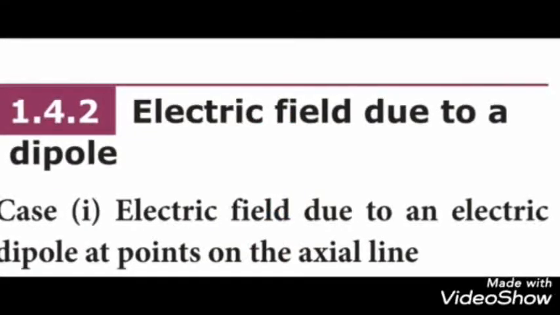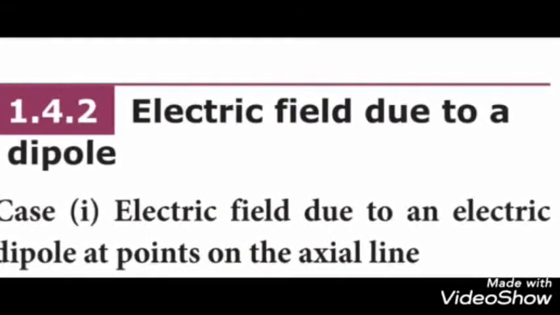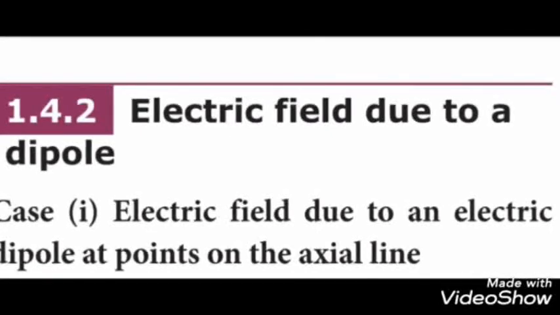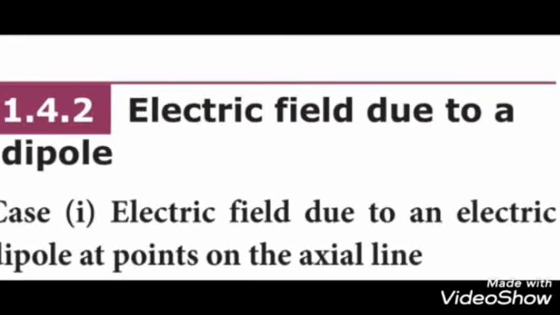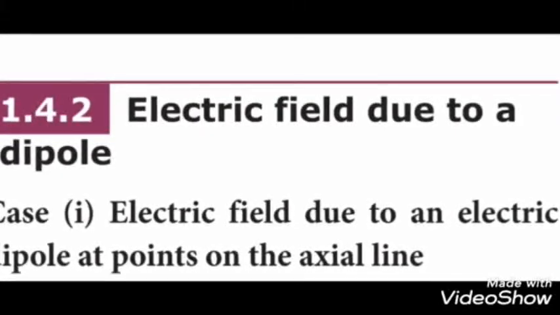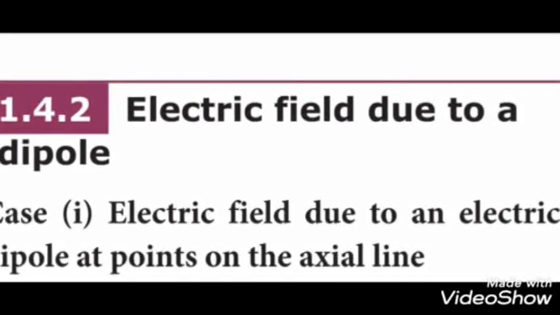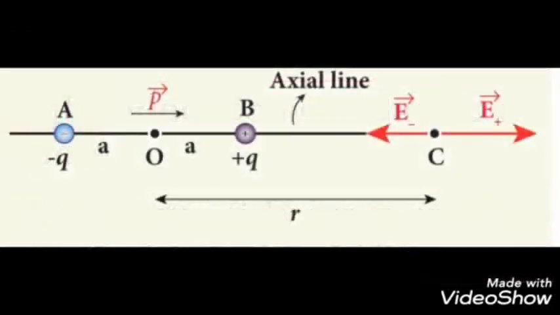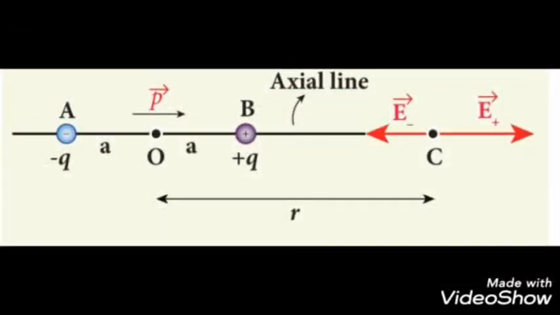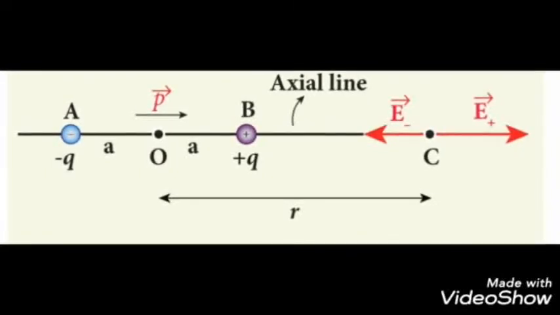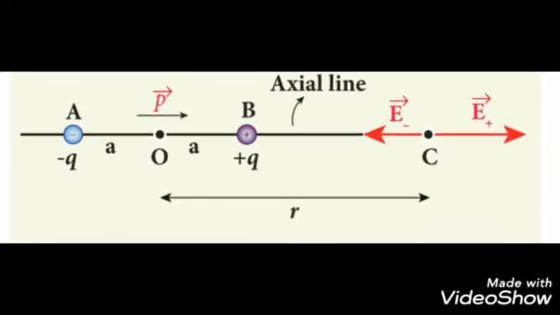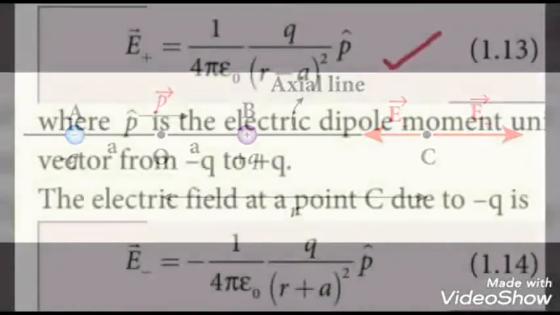Now we are going to see the topic electric field due to a dipole. We have two cases. First case, electric field due to an electric dipole at points on the axial line. Consider an electric dipole and a point C located at a distance r, and O is the midpoint of the dipole.